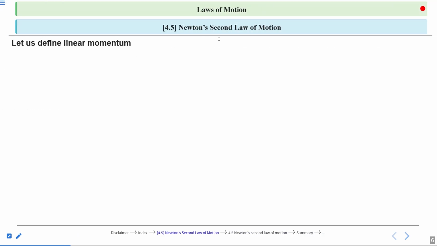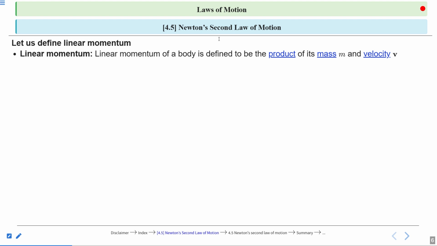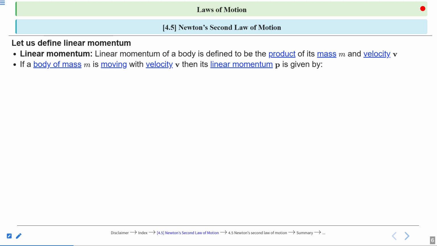Let us define linear momentum. The linear momentum of a body is defined to be the product of its mass m and velocity v. So it will be mass into velocity. If a body of mass m is moving with velocity v, then its linear momentum p is given by p equals mass into velocity. So this is the mathematical form of linear momentum.